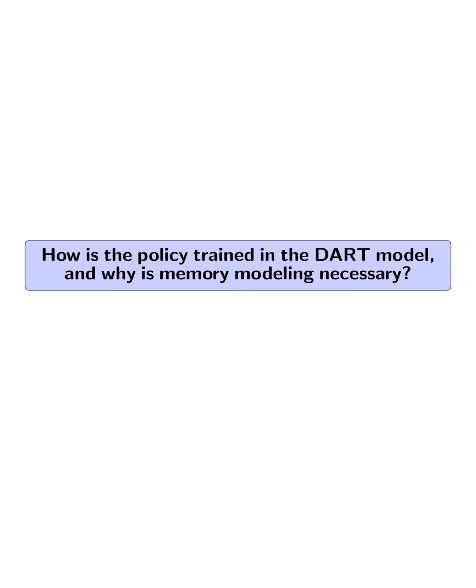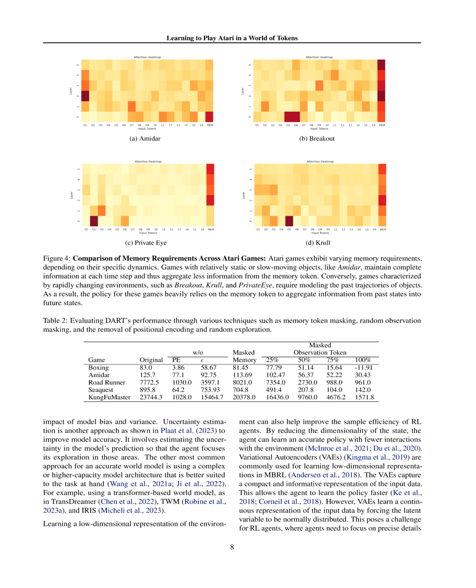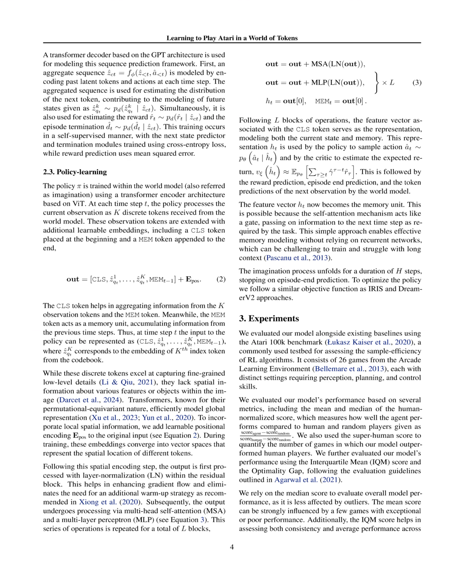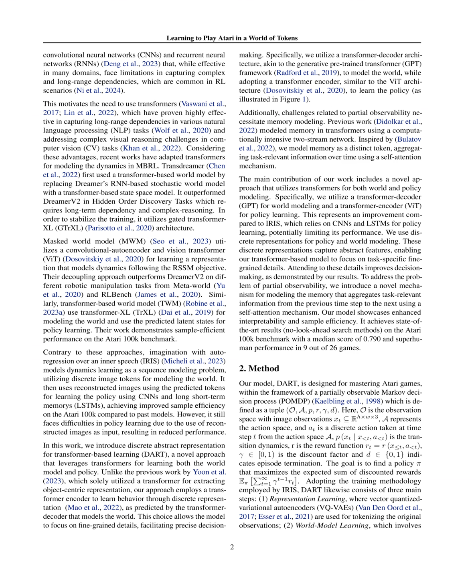How is the policy trained in the DART model? And why is memory modeling necessary? In the DART model, the policy is trained within the world model using a transformer encoder architecture based on VIT. At each time step, the policy processes the current observation as discrete tokens received from the world model. These tokens are extended with additional learnable embeddings, including a CLS token for aggregating information and a MEM token for accumulating information from previous time steps. The MEM token acts as a memory unit, essential for aggregating task-relevant information over time using a self-attention mechanism.